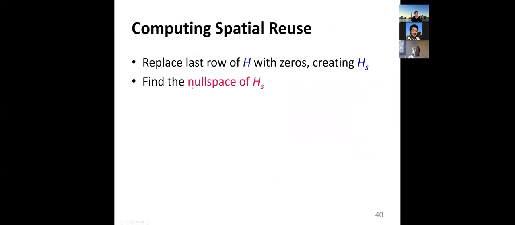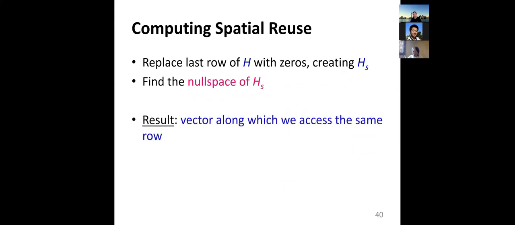Okay, so how do we compute the spatial reuse? Before it was temporal reuse. It's actually quite simple. We just replace the last row of H with zeros, creating an HS matrix, and we just find the null space of HS. So that's essentially the same mechanism that helps us find the spatial reuse. And the result would be the vectors along which we access the same row.